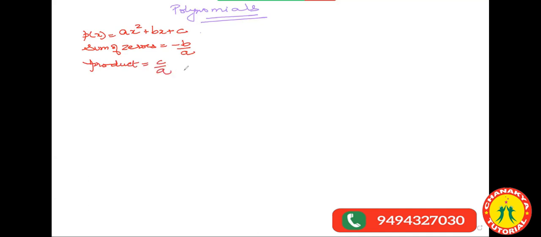In polynomials, first of all, we have studied this standard polynomial, right, beta? Here we have learned how to find the sum of the zeros. The sum of the zeros is minus b by a, and the product of the zeros is c by a. Clear this thing?